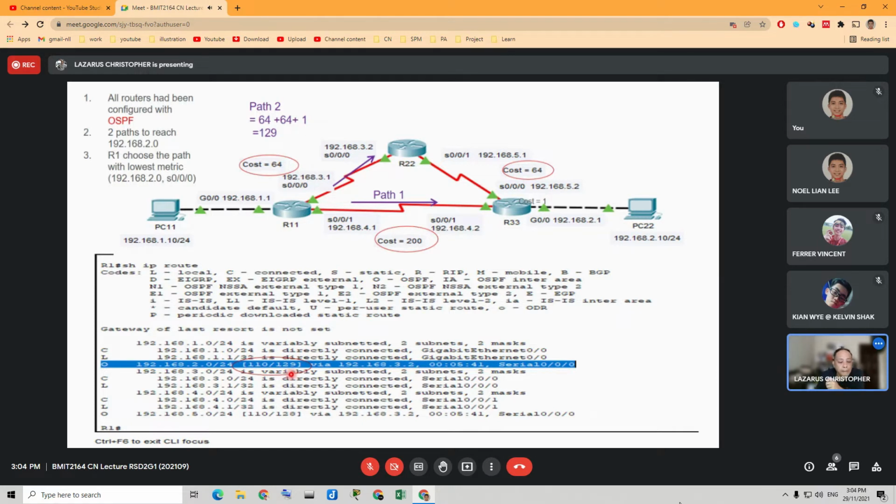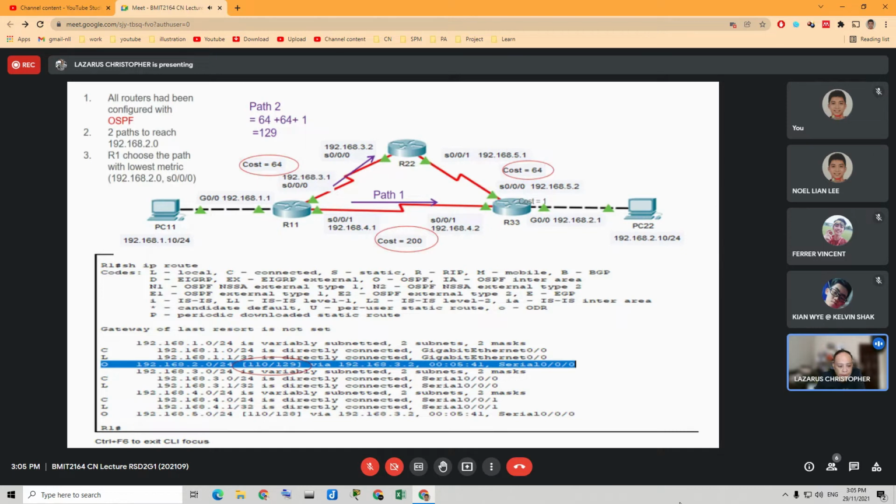So the metric 200 is not listed. Just replace the hop count with the cost. And low cost means better bandwidth. The path 1, the one with cost 200, is not listed. Yeah, 200 means the bandwidth is lower in comparison.